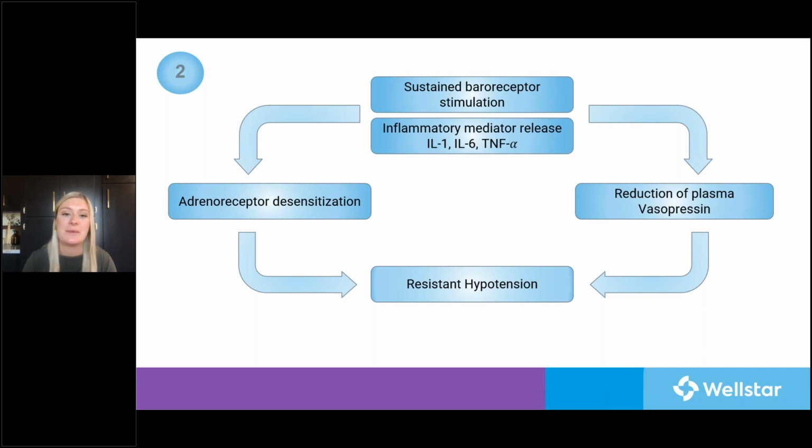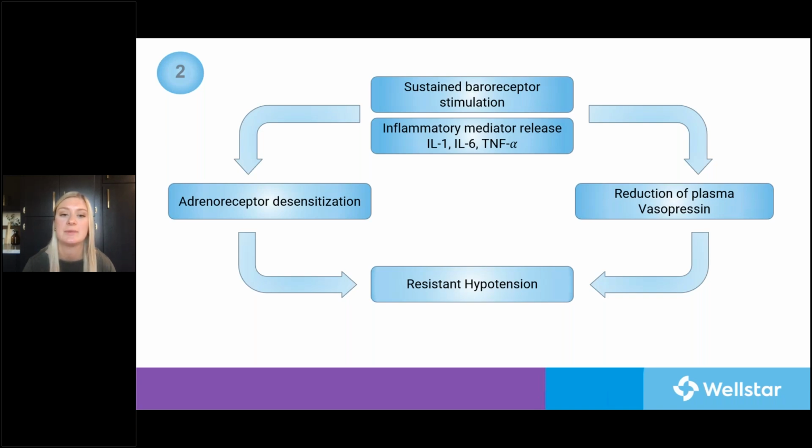So the second mechanism behind vasoplegia is through the adrenergic system. Following cardiopulmonary bypass, cytokine release, and sustained baroreceptor stimulation, it triggers an overactivation of the central sympathetic system and the hypothalamic pituitary axis. This results in a desensitization of the receptors due to the excessive increase in these vasoconstrictive mediators, with a subsequent depletion due to the persistent shock state and hypotension.